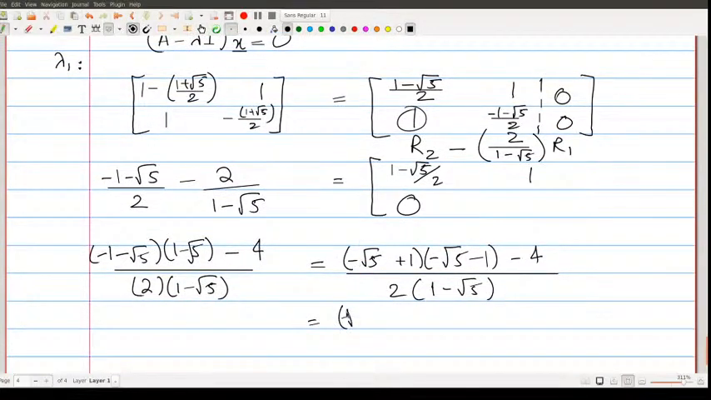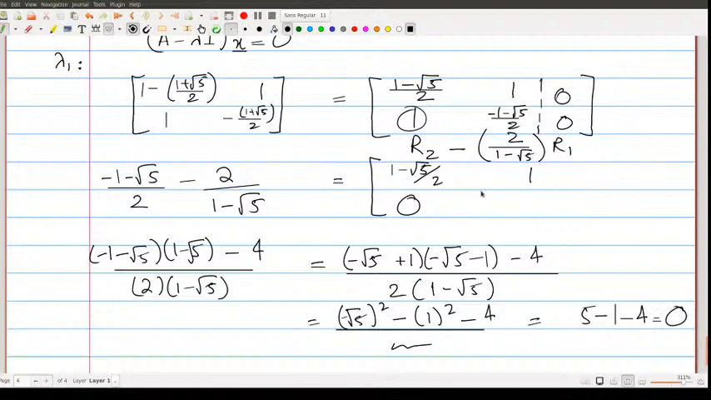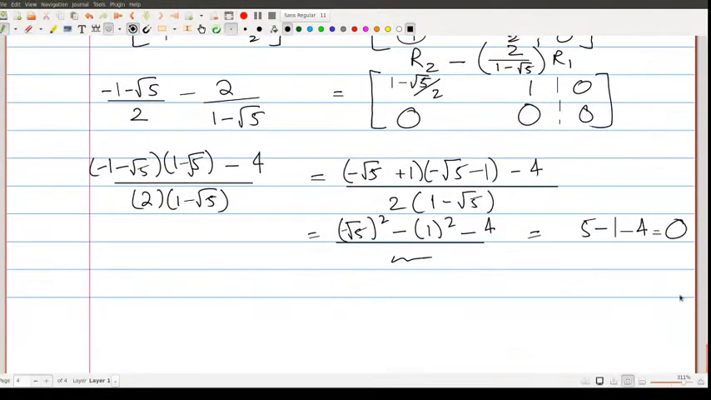So minus square root 5 whole squared minus 1 squared minus 4. Whatever is over here, this is 5 minus 1 minus 4. So the numerator is 0. I have successfully gotten a 0 here. Okay, perfect. So the second row isn't really helpful.